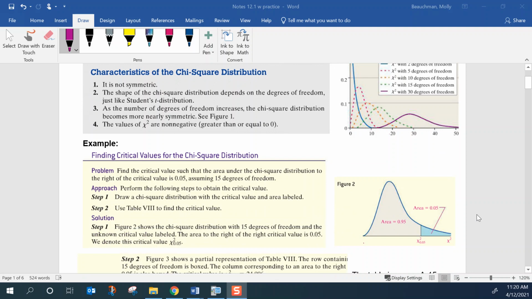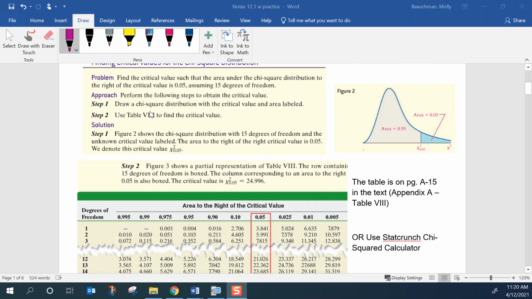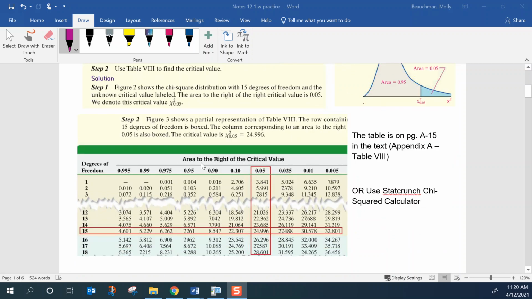So how do you find critical values? Remember that critical values are the chi-squared values that go with certain areas in the tail. We're going to use either a table or StatCrunch. The problem is: find the critical value such that the area under the chi-squared distribution to the right of the critical value is 0.05, assuming 15 degrees of freedom. If you use the table in the textbook, step 1, draw the chi-squared distribution with the critical value and area labeled. Step 2, use the table to find the critical value. The table gives area to the right along the top and degrees of freedom along the column. Looking at the 0.05 tail, 15 degrees of freedom, you get 24.996.